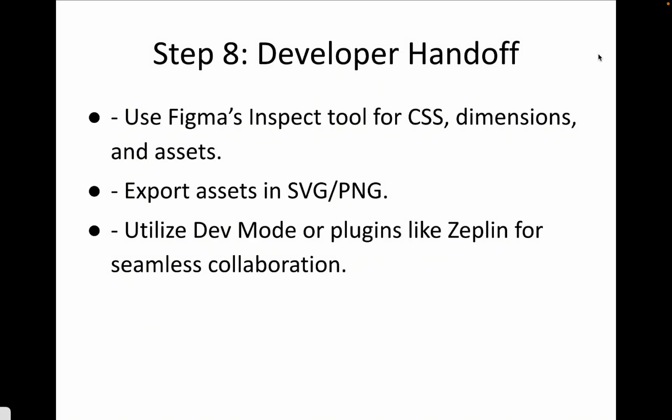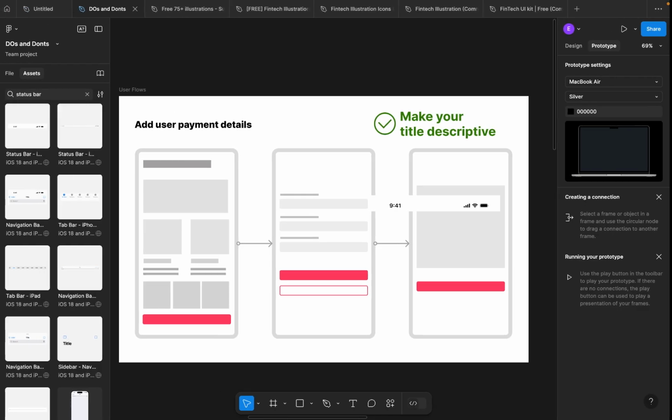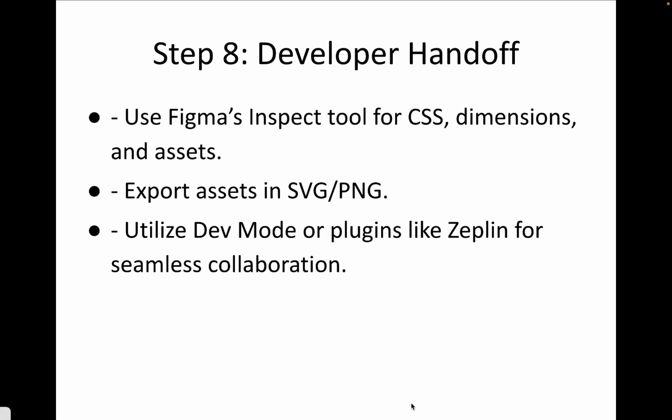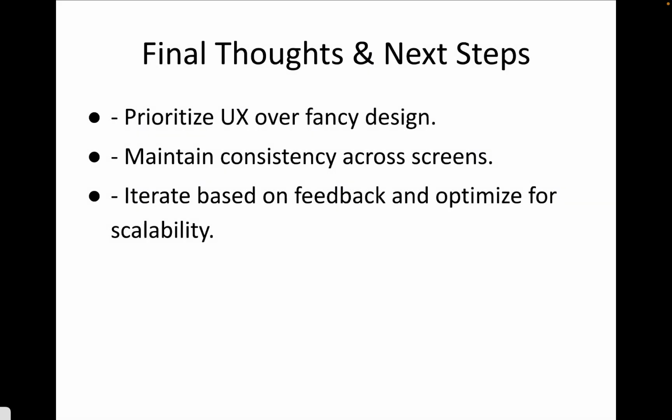Okay, so number 8, use the Figma Inspector tool for CSS dimensions and assets. Export assets in SVG, scalable vector graphics, or PNG, which is the transparent format. I've actually spoken about image types in one of our classes, if you can remember very well. So utilize dev mode, see dev mode here, or plugins like Zeplin for seamless collaboration.